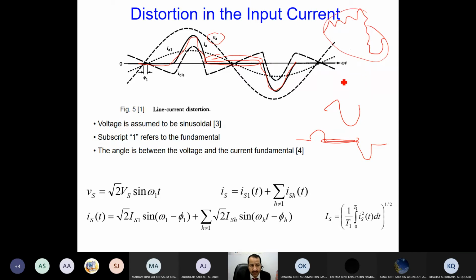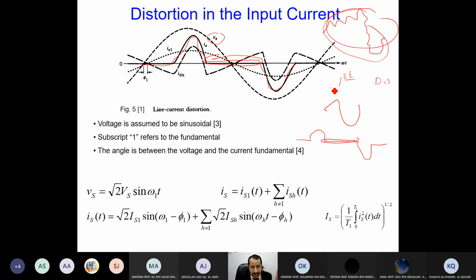Split into the fundamental, which is called the first, and distortion. What does it mean? This signal is created by a mix of an infinite number of signals, all of them pure sinusoidal waveforms. The first one is the fundamental and the others are harmonics: the second harmonic, third harmonic, fourth, fifth, seventh, until infinity. When we combine them together, we have the original signal, which is this.